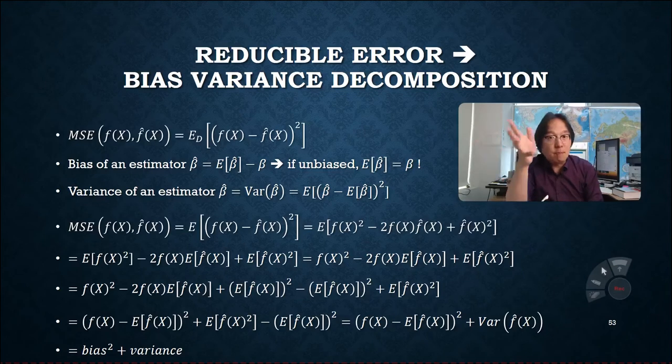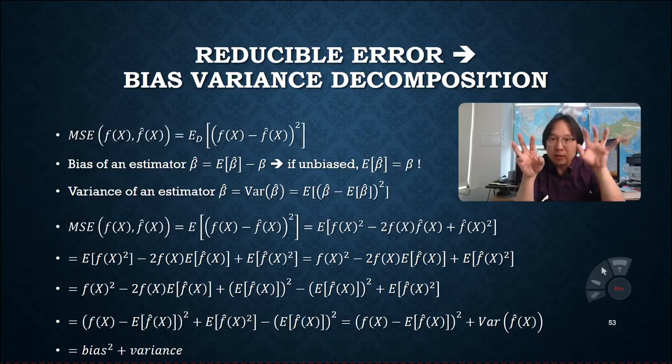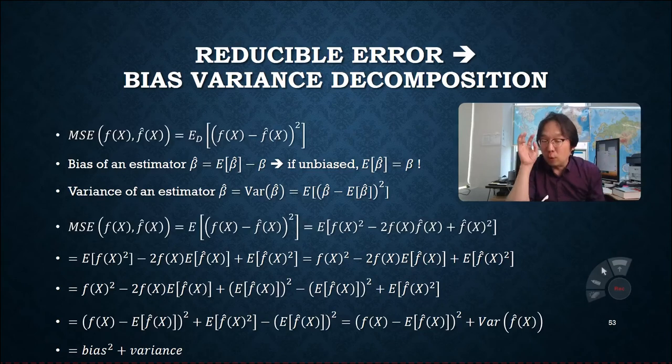That's the unbiased situation. Now the variance of an estimator beta hat. We are talking about the variance of beta hat, not of x, the data matrix. That should be defined like this: the expected value of beta hat minus the expected value of beta hat, squared.